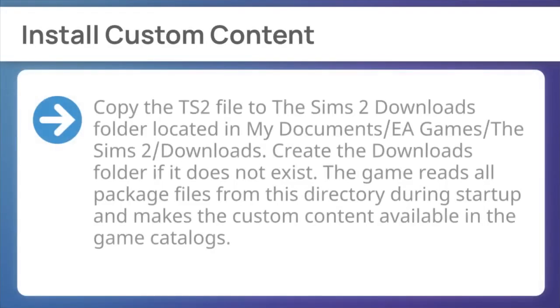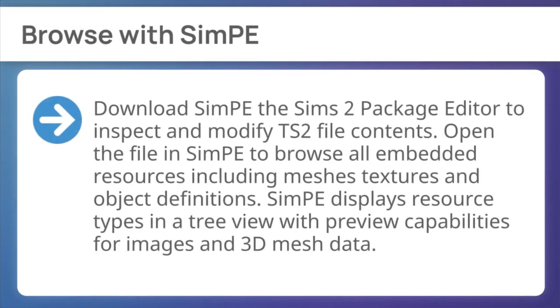First, install custom content. Copy the TS2 file to the Sims 2 Downloads folder located in My Documents, EA Games, The Sims 2 Downloads. Create the Downloads folder if it does not exist. The game reads all package files from this directory during startup and makes the custom content available in the game catalogs.